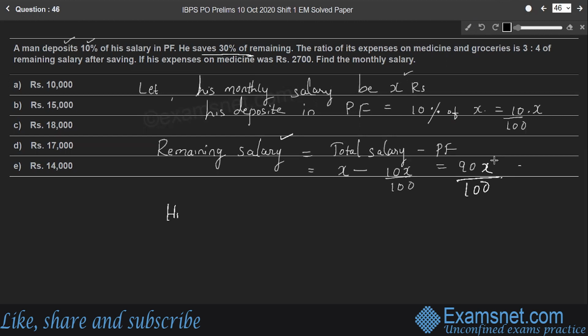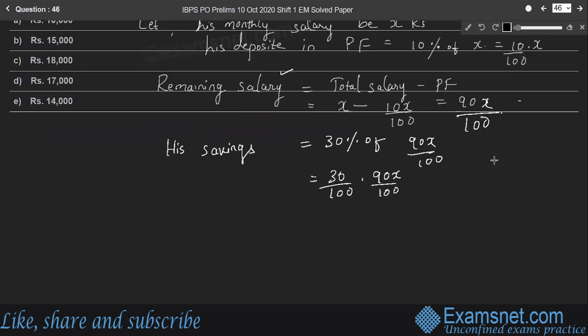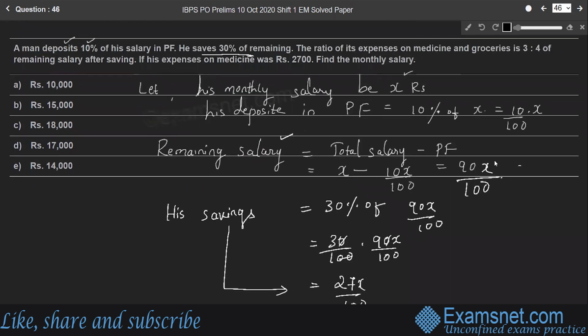Therefore, his savings is equal to 30% of the remaining salary. That is 90x by 100, right? So 30% means 30 by 100 into 90x by 100. Here 2 zeros will get cancelled. So 27x by 100 will be his savings, right?